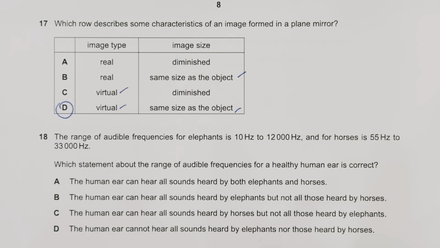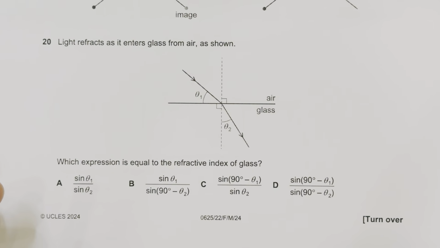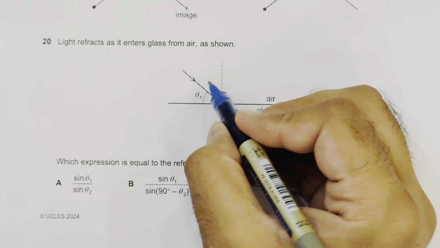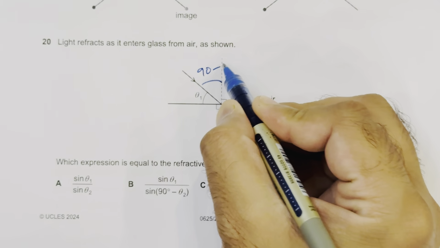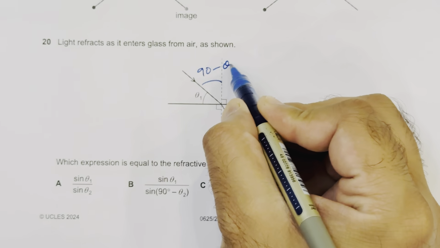Moving to question number 20, light reflects as it enters glass from air as shown. Okay, glass from the air. We can see that it goes from rarer medium to denser medium. So we're gonna apply the formula sine i over sine r, but sine i would be sine of 90 minus theta 1, because we have to calculate the angle from the normal, and the other angle is right, that is sine theta 2. So option number C is carrying that option, so I'm gonna select that. Okay, this was an easy question.